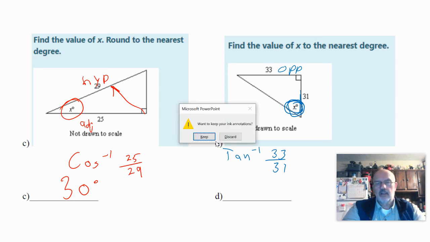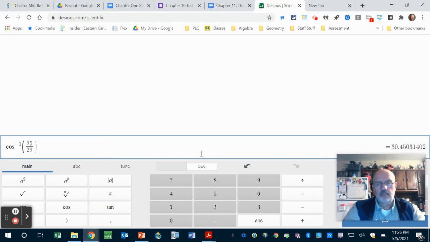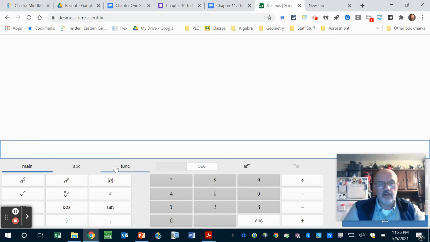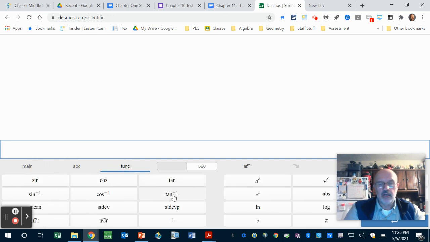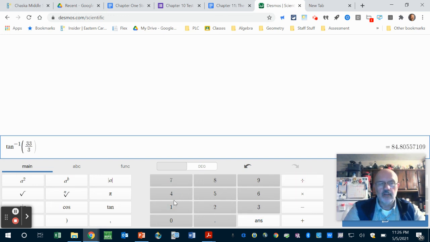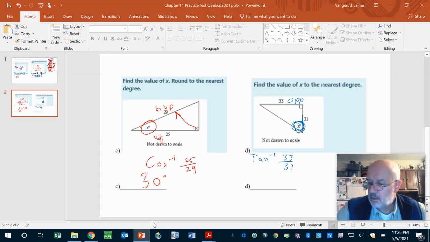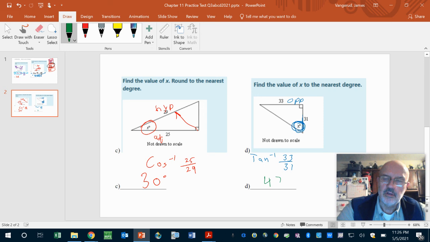33 divided by 31. So let's take a look at that. Once again, we have to go to the function one to get it, and here it is, tan to the negative 1. I think, if I remember right, it was 33 divided by 31. If it isn't, we'll find out soon enough that we have the wrong answer. Okay, 46.78, which would round up to 47. That is correct. All right, so that's how we do this. So we would say it's 47 degrees.